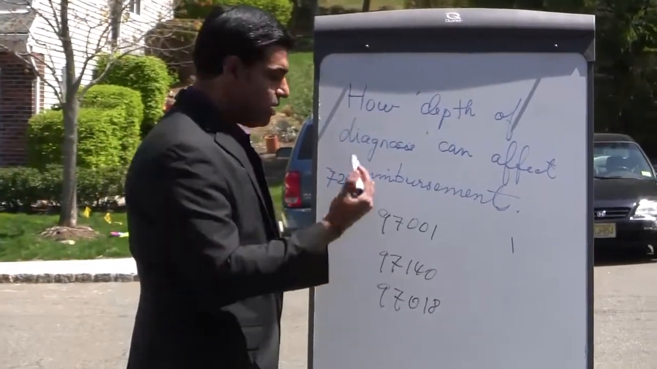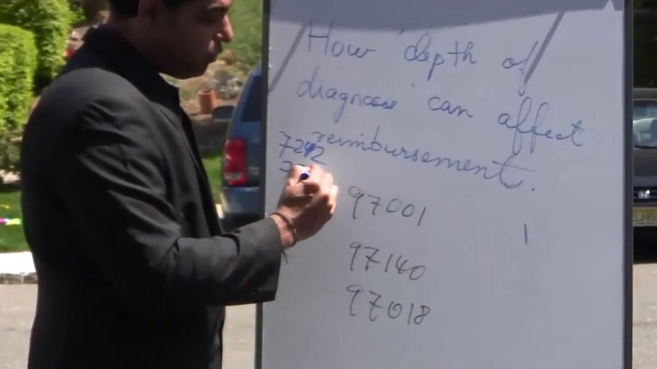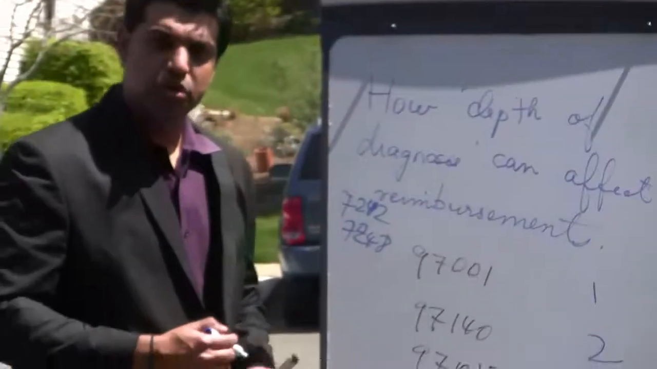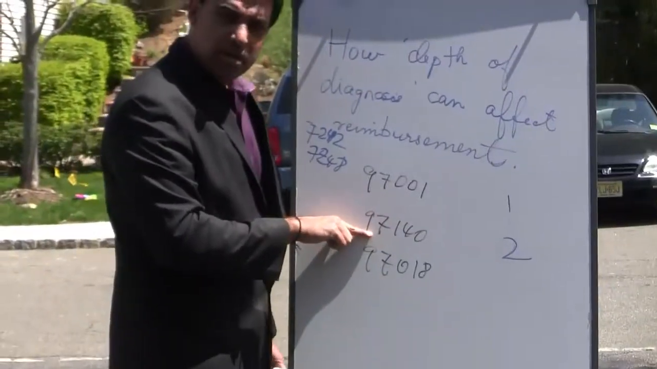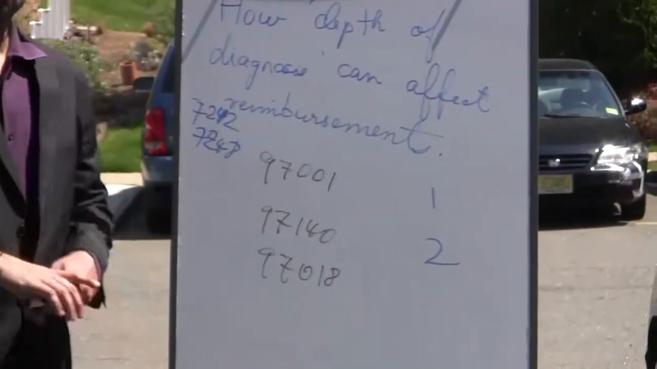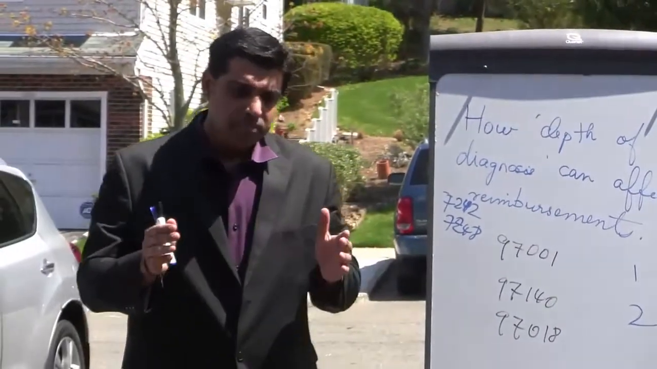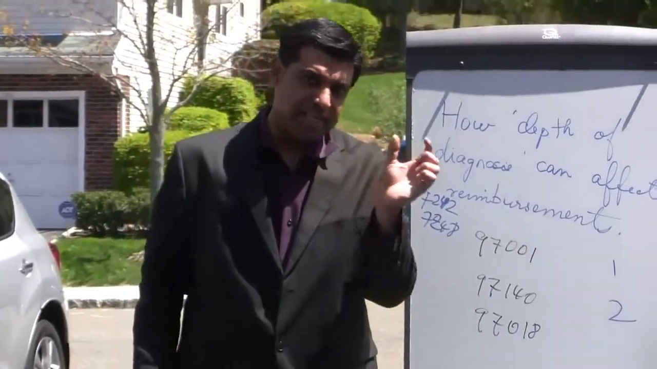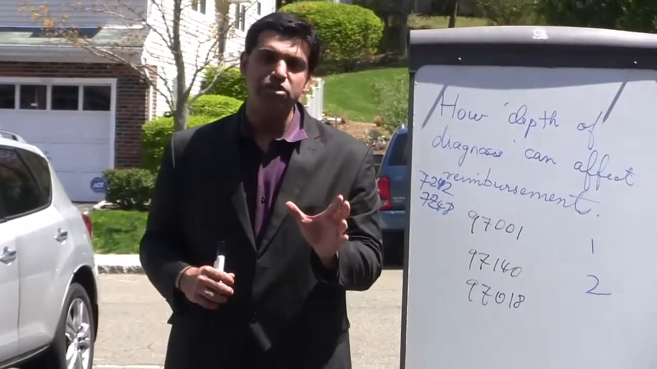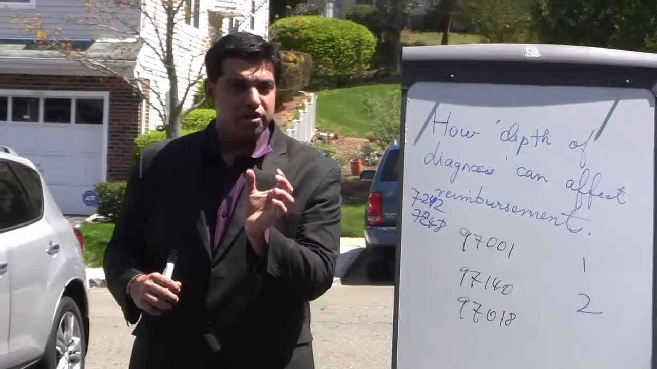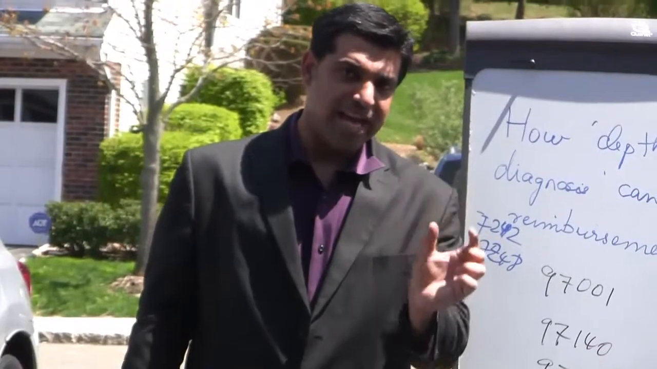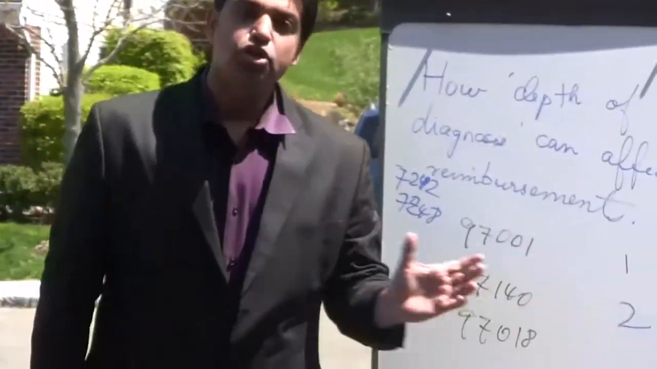If you have another code, I'm just coming up with a random code here, 7248, and you put in 97140 and you put the diagnosis pointer 2, you're telling the insurance company that the second CPT code, 97140, was billed for the second ICD code. So ideally, your claim form should give you different boxes for different ICD codes, which all billing softwares do. But more importantly, and this is big because not all billing softwares have this capability, all your different CPT codes should have specific diagnosis pointers linked to them.